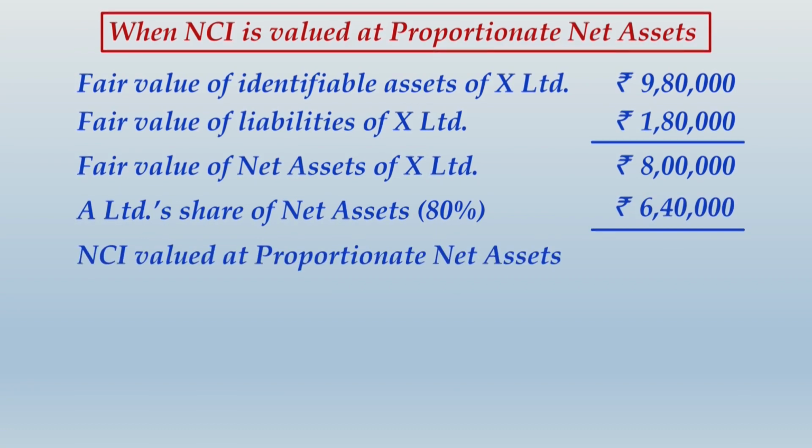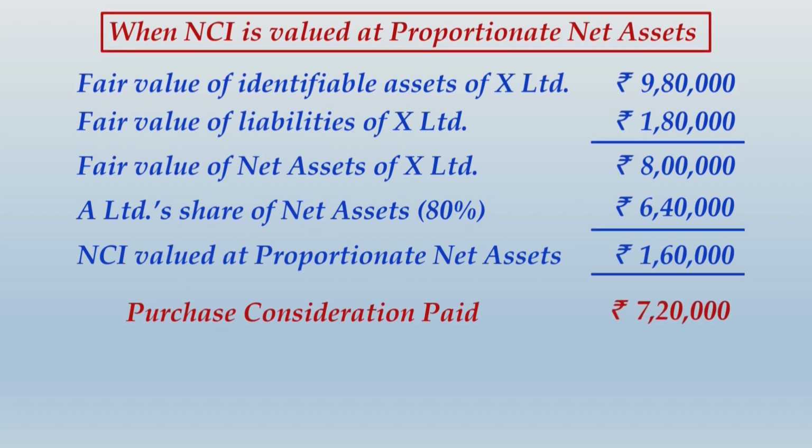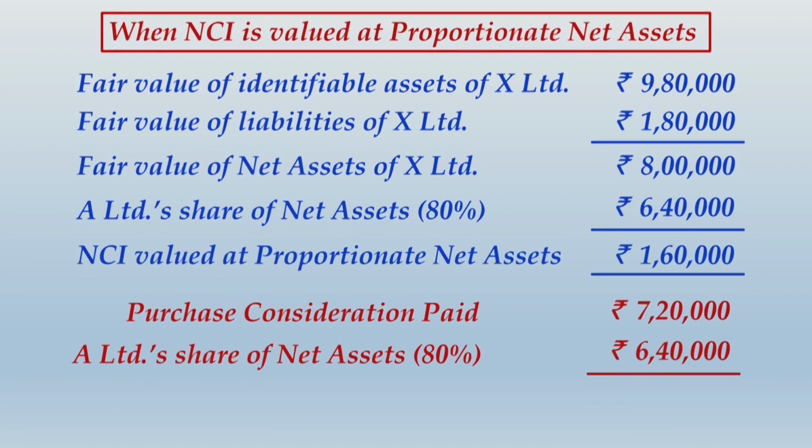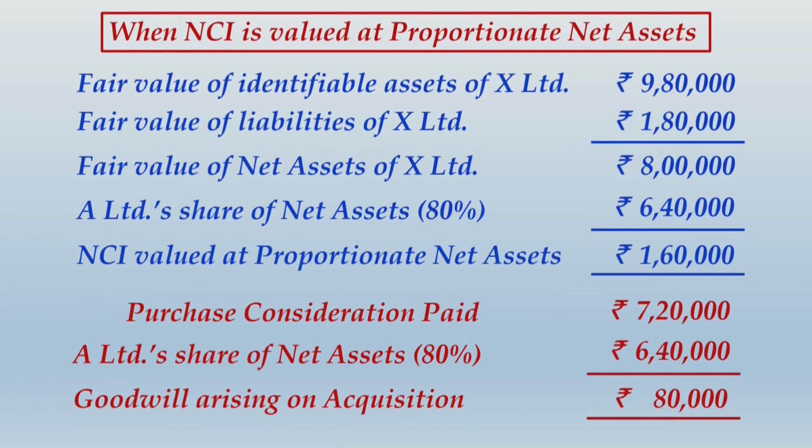So, non-controlling interest valued at proportionate net assets will be the remaining 20%, that is 1,60,000. Purchase consideration paid is 7,20,000 and A Limited's share of net assets is 80%, that will be 6,40,000. The difference between these two is goodwill arising on acquisition. So, friends, first note down this whole thing. I will talk about this a little later. First, write this quickly.